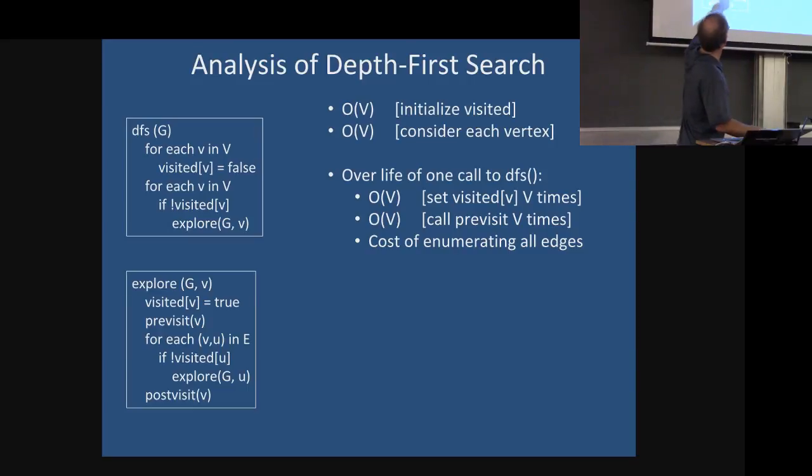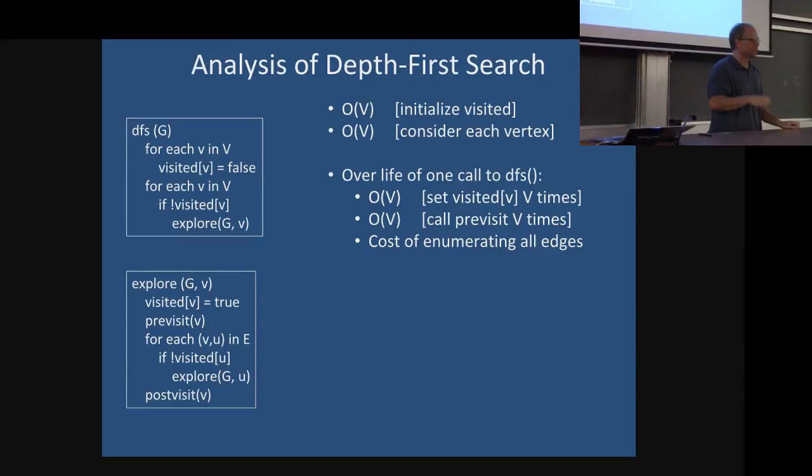Now, in an individual call, you're finding the edges out of a specific vertex. If you're using a matrix, what's the cost of finding all the edges out of V? O of V. You just go down a row. So that would be easy to deal with. Every time you call explore, there's O of V work to find the edges out, if you're using a matrix. What about if you're using an adjacency list?